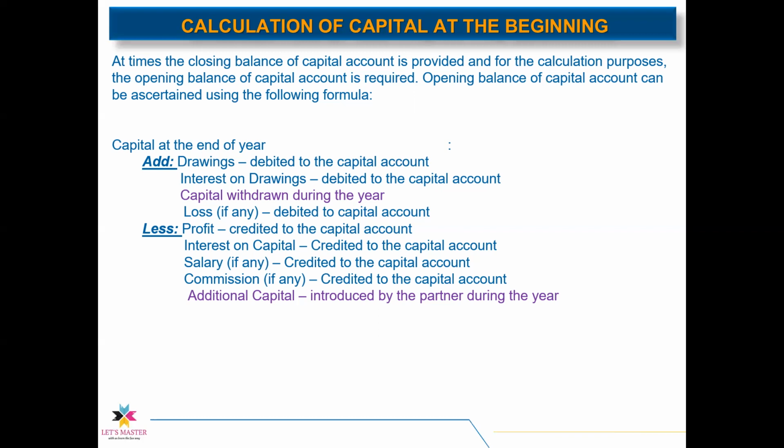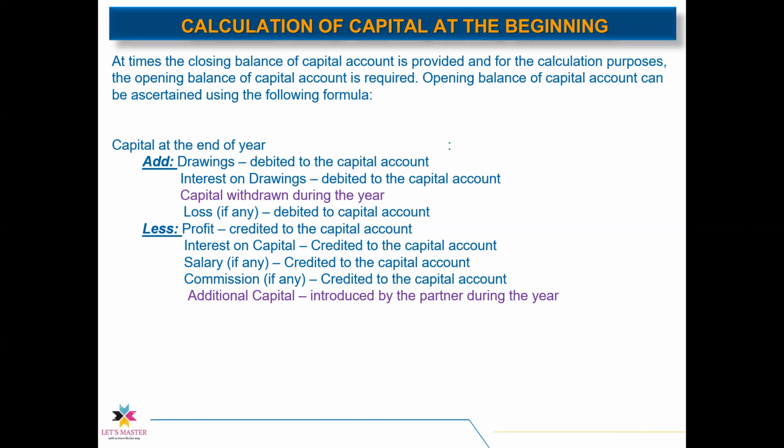Similarly, if the partner's capital account is maintained using the fluctuating capital method, then profit, interest on capital, salary, if any, or commission, if any, or any additional capital introduced by the partner during the year, all these items would be deducted from the closing balance.